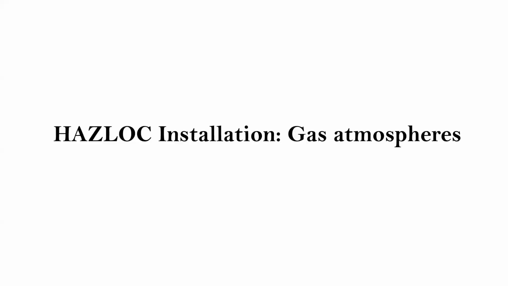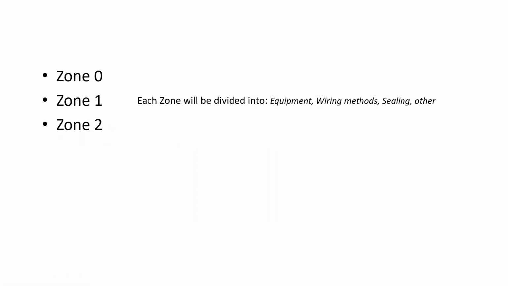HAZLOC Installation, gas atmospheres. In this presentation, we're going to be looking at the requirements for Zone 0, 1, and 2. Each of these zones will be divided into the equipment permitted, the wiring methods permitted, and the sealing requirements, as well as some other items not similar to each installation. We're going to start in Zone 0 at 18090.